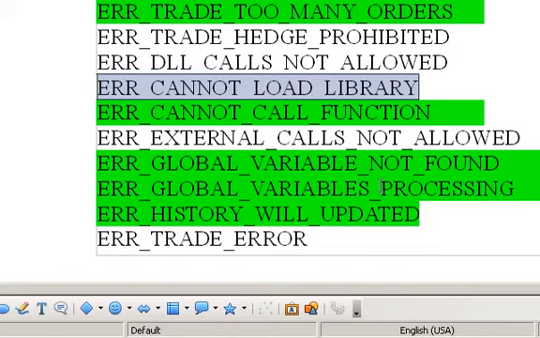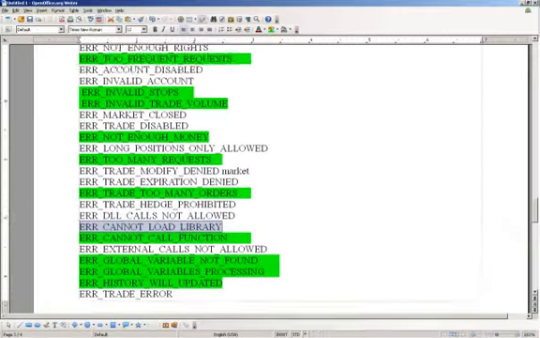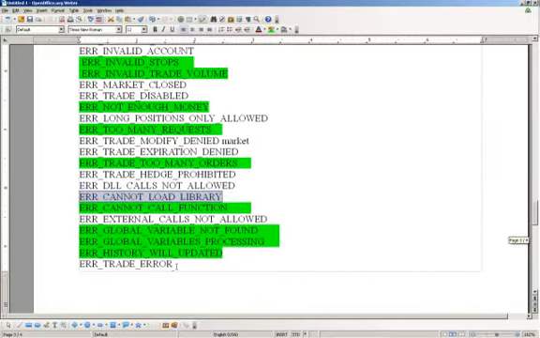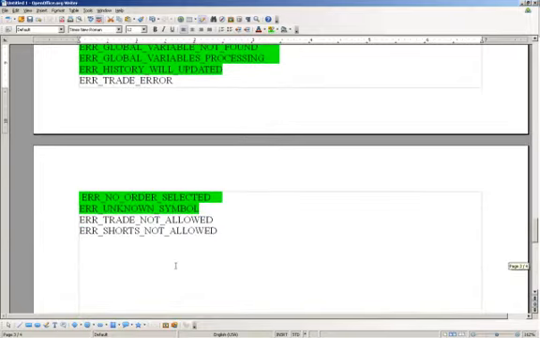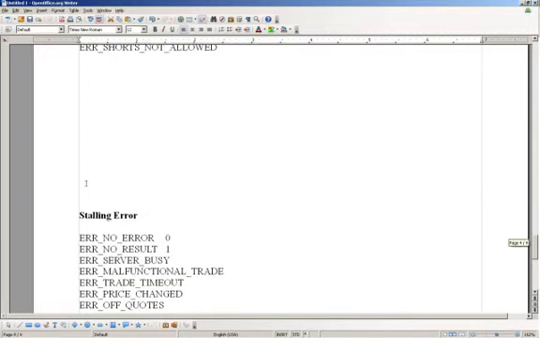Global variables not found. We have traps for that, so we shouldn't get those errors. But we'll kill it if it comes up to time to trade and it's not there. History will not update, we kill it. A trading error, we kill it. No error or order selected, we kill it. Unknown symbol, we kill it. What's kill mean? It means it can't run. These are called stalling errors.